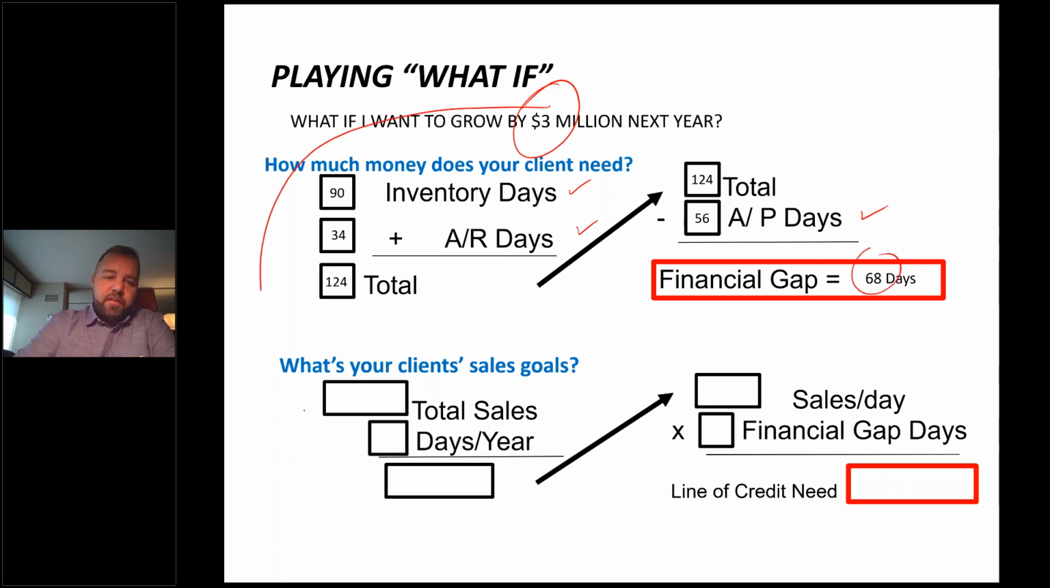But in this case, I got $3 million in sales. Sammy, I want, like, anything for you to get this contract. If you get the contract and you add $3 million in sales to your company, that's going to be an average of $8,000 per day. You have a gap of 68 days of cash that you have to fill. So if I take your $8,000 times your gap days, you need a line of credit of $559,000.